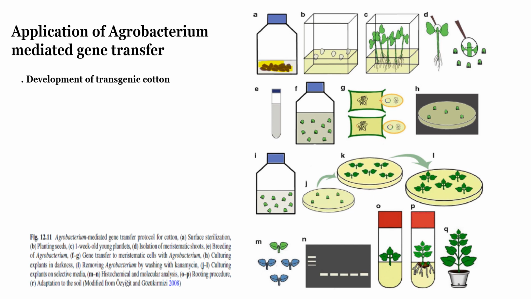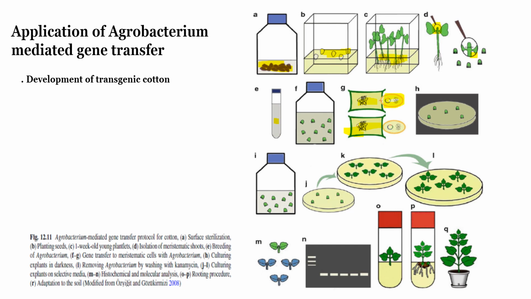Then after surface sterilization, the seeds are planted, and one-week-old plantlets are taken, and the meristematic part, the actively growing part, is cut. Now this meristematic part is grown on plant tissue culture media, where we develop it into callus, and then subsequently we get the plant cells. Now here the plant cells are then transformed using Agrobacterium tumefaciens.